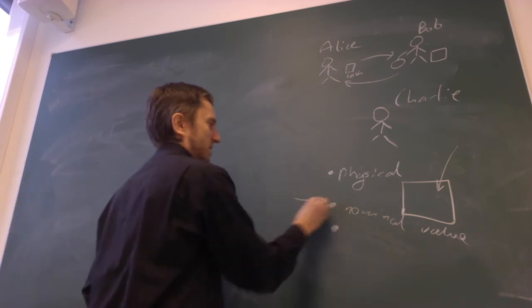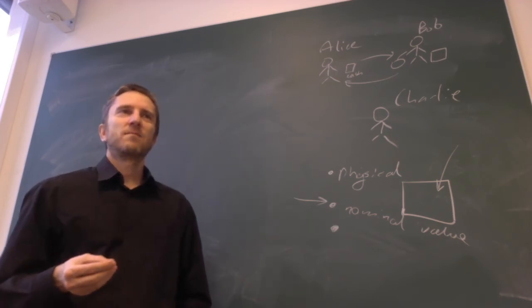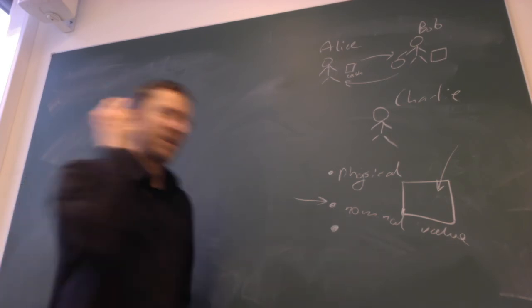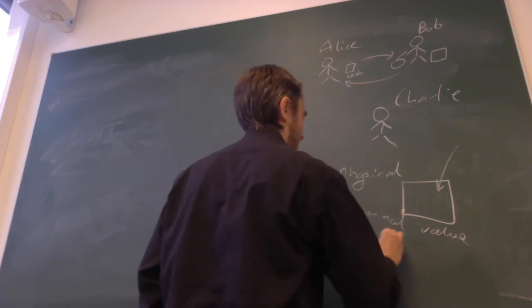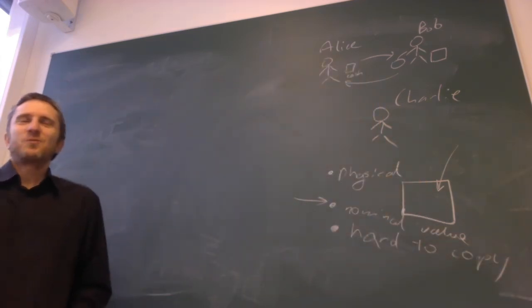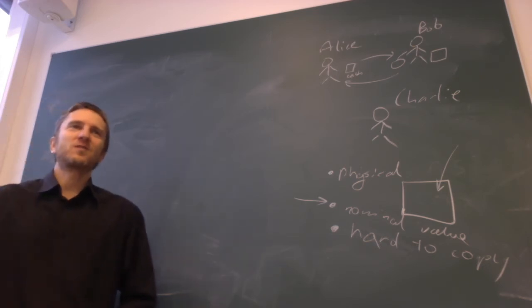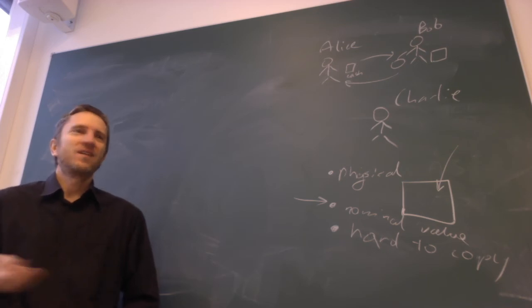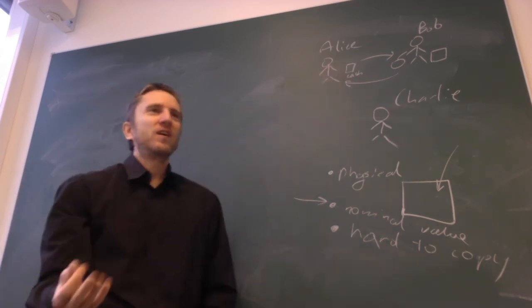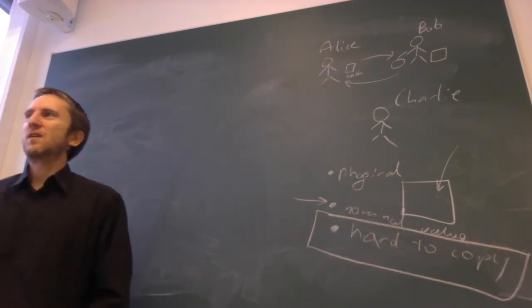Yeah, so that's like this one. What else? That you can't make false cash. Exactly. So it's very hard to copy, right? If cash was easy to copy, it wouldn't work. If I can print 100 krona bills or 1,000 krona bills at home, the whole system wouldn't work, right? So this is the fundamental reason why cash works.